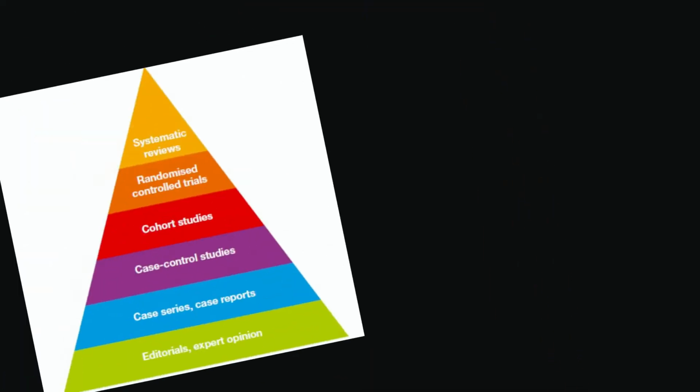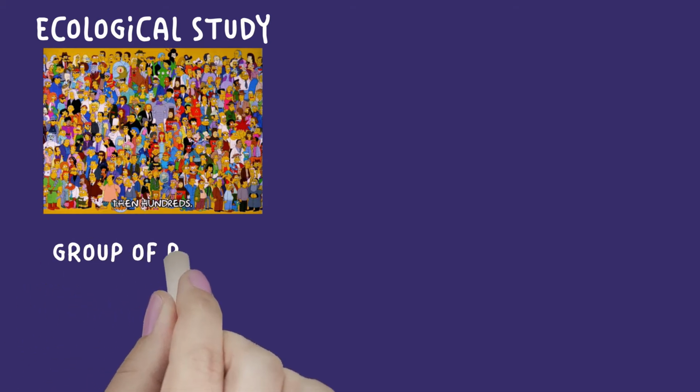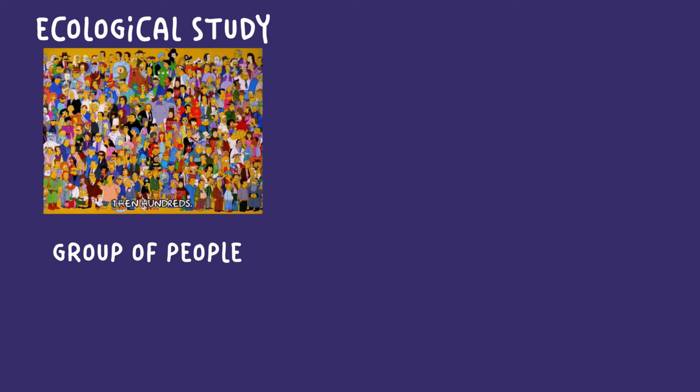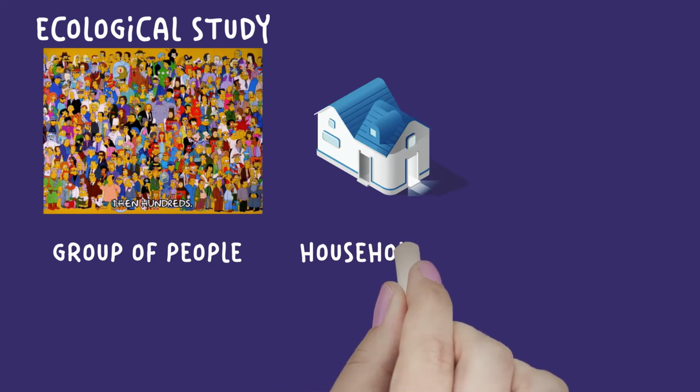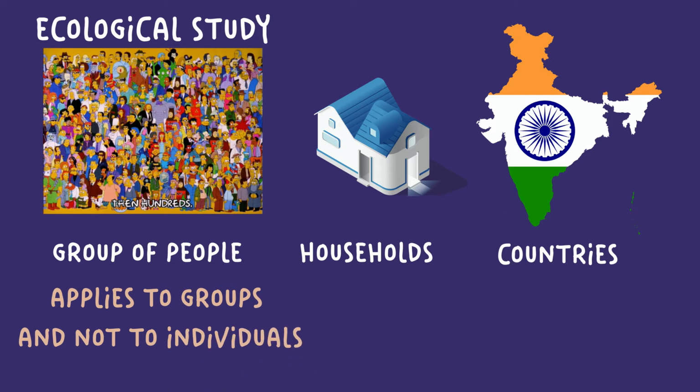Now let's have a look at a few different study types. An ecological study is the type of study where measurements like disease rates and information about exposure are made on a group of people. The group can be as small as people in a house or as large as people in an entire country. It's important to remember that results and conclusions from ecological studies apply to a group and not to an individual.